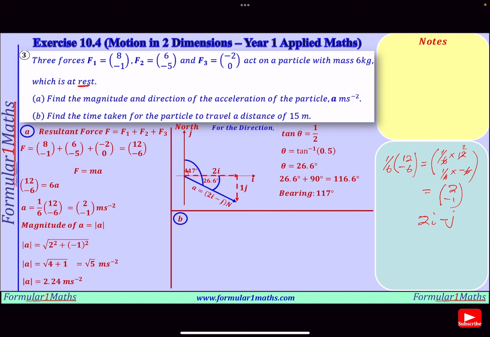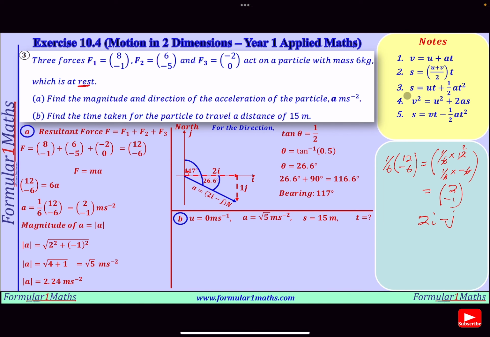For B, the particle starts from rest. That means u is 0. We have just calculated the acceleration, which has a magnitude of square root of 5 meters per second squared. We also know that it traveled a distance of 15 meters. We are required to find the time. So we know u, we know a, we know s, we want t. The SUVAT equation that we are going to use will be equation 3. s is equal to ut plus half at squared.